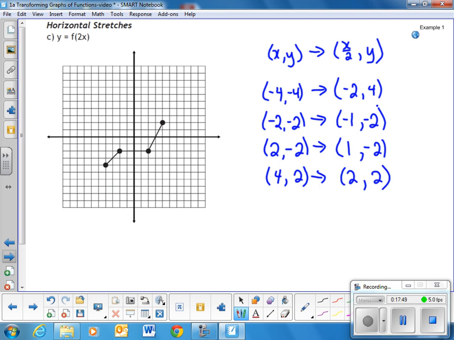So let's look at what our picture looks like. Negative 2, this should be a negative 4. (-2, -4), (-1, -2), (1, -2), and (2, 2). If we connect our points, I hope you can see what's happened is we've squished everything closer to the y-axis.